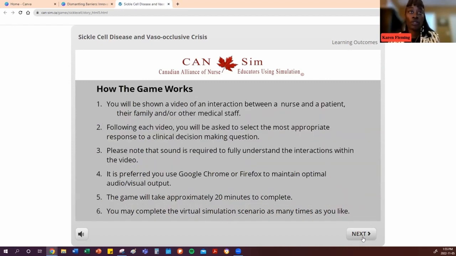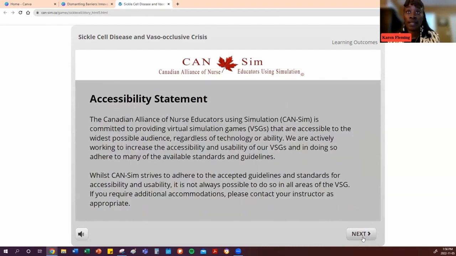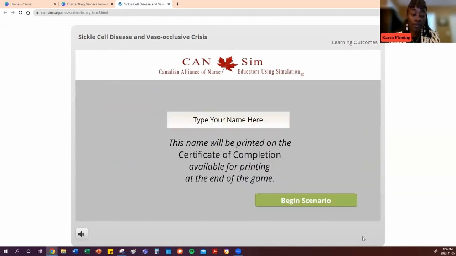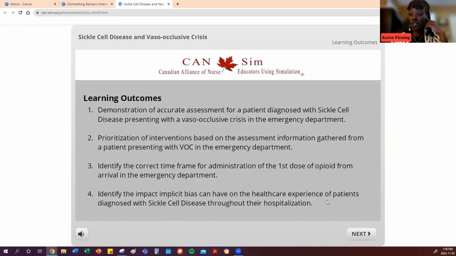Okay, how the game works. You don't need this right now. The accessibility statement, you don't need that right now. We're going to put ourselves in Summit 2022. Okay, so we begin the scenario. You want your learner to be successful, right? So tell them what you want them to learn. You don't need to hide it, tell them. Okay, so here are the learning outcomes.